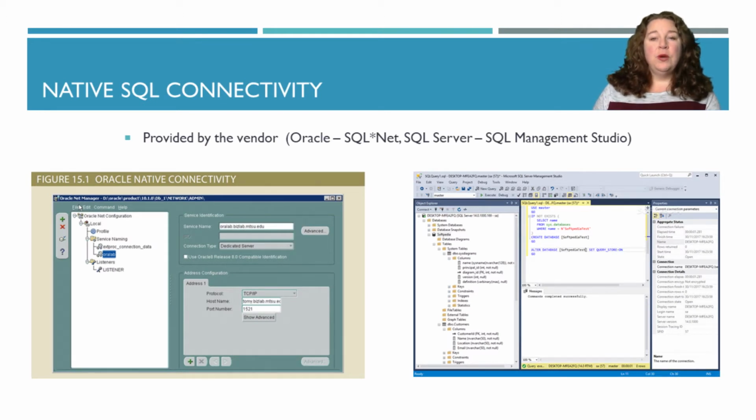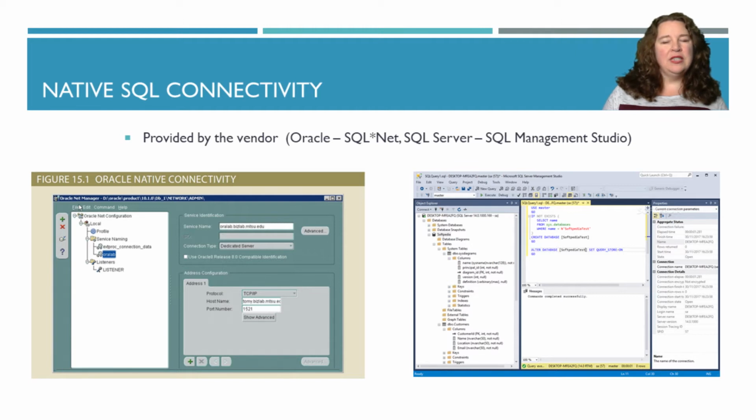So again, the first one, the native SQL connectivity. This is the one that's provided by your vendor. So depending on who you are using as your DBMS will determine which one you're going to connect to. Over on the left-hand side, we have Oracle's native connectivity, which is their program called Oracle StarNet. And then on the right-hand side is your SQL Management Studio. Each of these are proprietary. They belong to the vendor that created it.